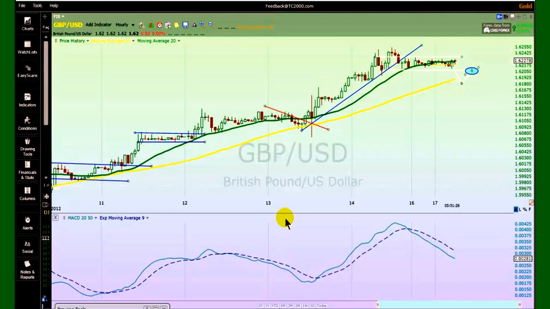When we are trading, two stable data. When we are talking about MACD, the green line here is the simple moving average 20. I did not say exponential. I say simple moving average 20. The yellow one here is the simple moving average 50.